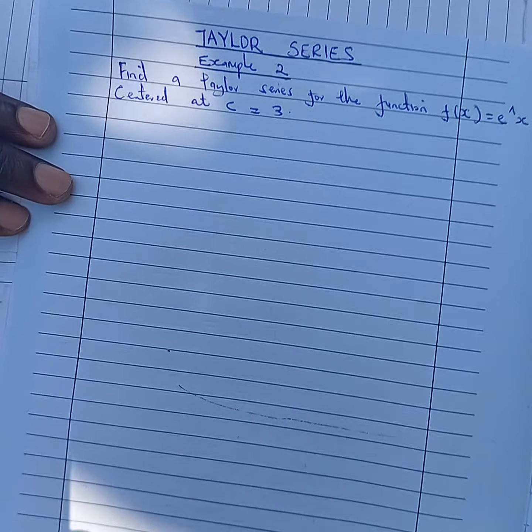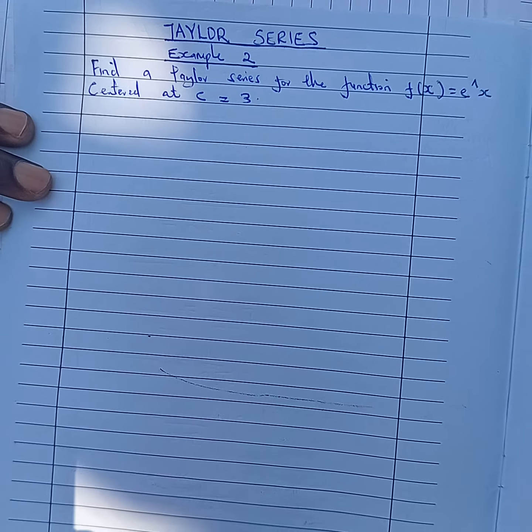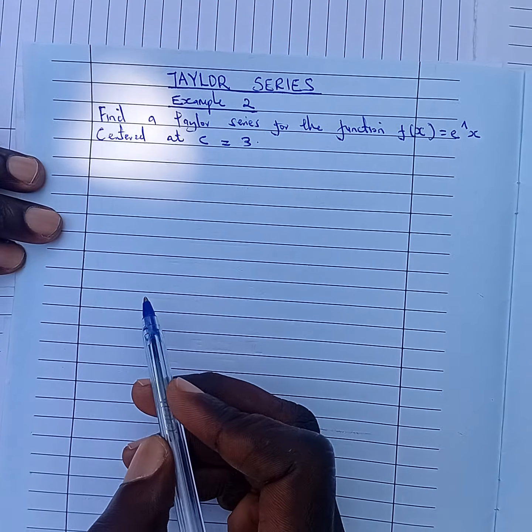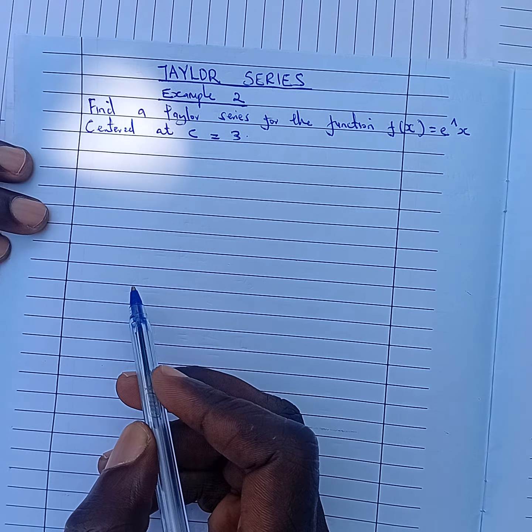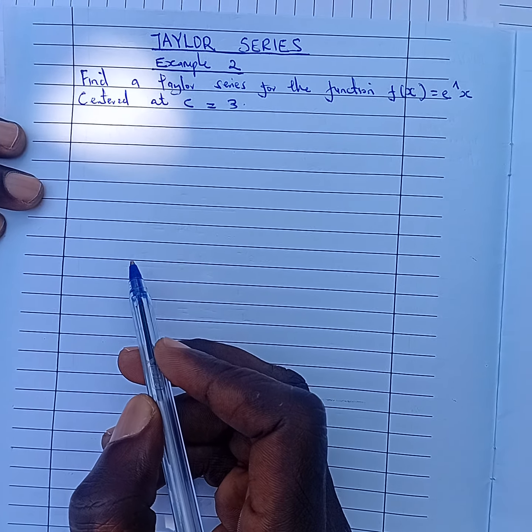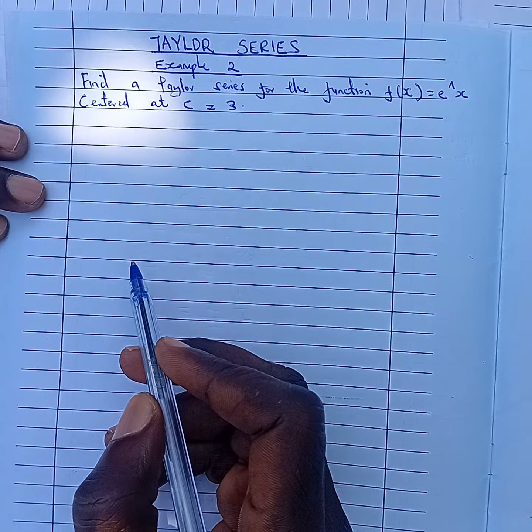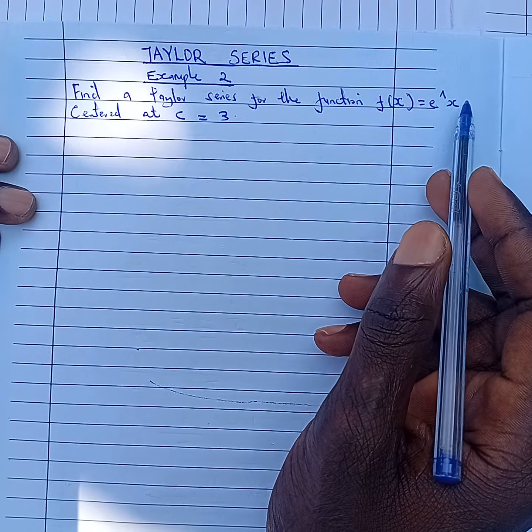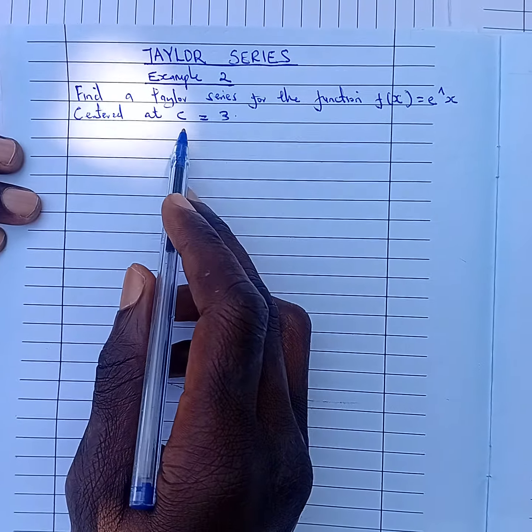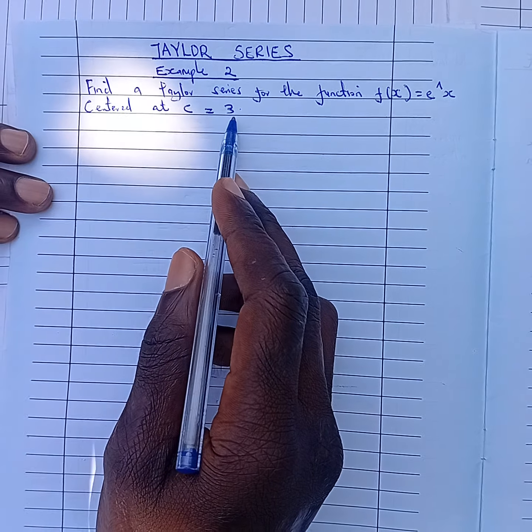In this lesson we're going to learn about Taylor series, and this is our example 2. You are told to find the Taylor series for the function f of x equal to e raised to the power x, centered at c, where c is 3.